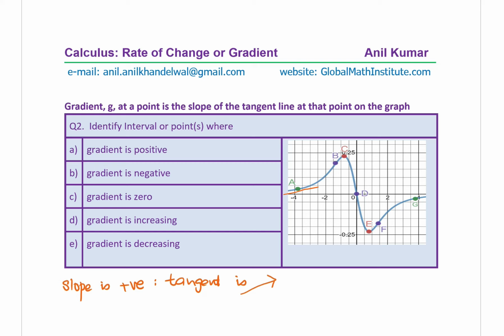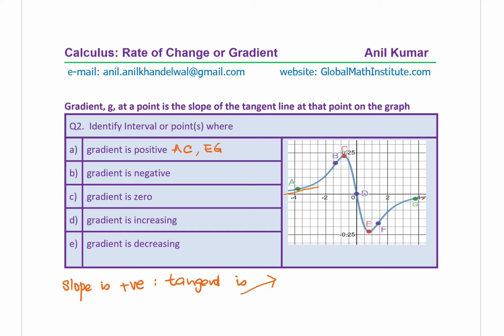If you draw a tangent, you'll find that from A to C, the graph is definitely rising. Imagining this goes up to infinity, we can say the gradient is positive between A and C. That portion is rising, and it is also rising from E to G and thereafter. So E to G also it is rising.